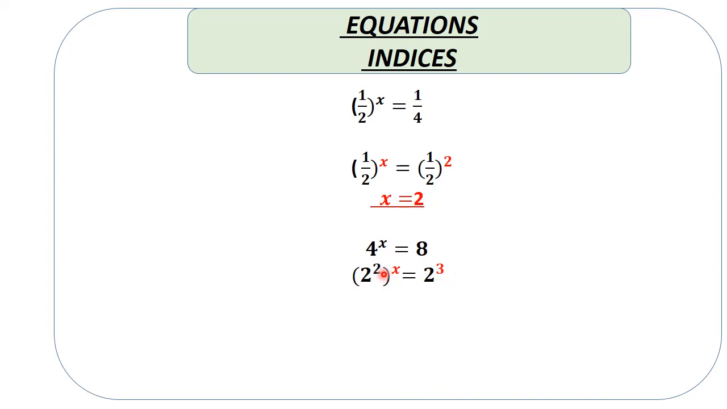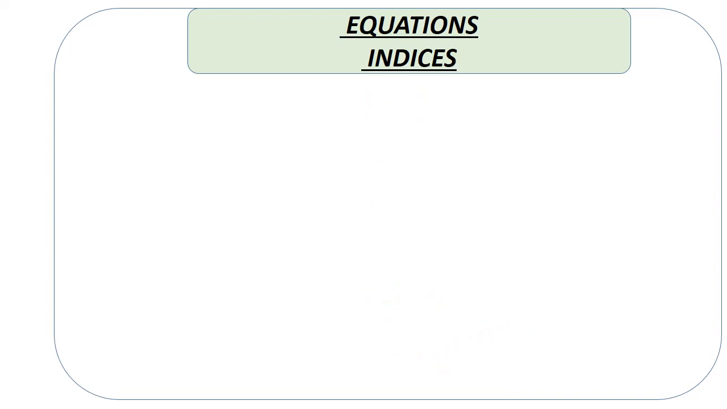Then we can use the distribution law, where we multiply x with 2 so that we remove the brackets. So we're going to have 2 times x, which is 2x, and 3. This implies that the bases are the same and the powers should be the same, meaning that 2x should be equal to 3. From here, we can solve for x by dividing both sides by 2. When you do that, we end up with 3 over 2 as the answer.